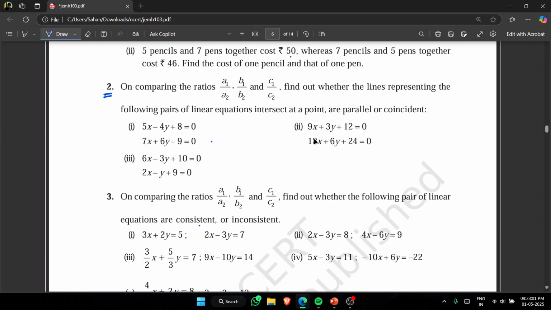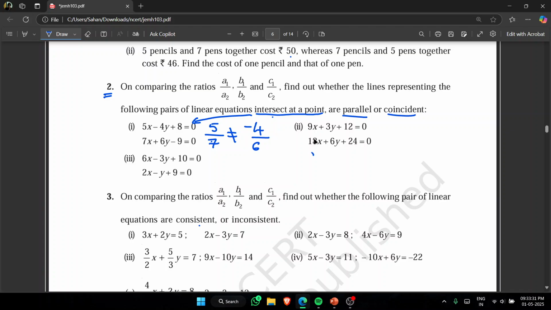Here we have to compare a1 by a2, b1 by b2, c1 by c2 and check whether they intersect at a point, are parallel or coincident. So here the first one, a1 by a2, I will write it like this, 5 by 4 and 4 by 6. So this is not equal. So a1 by a2 not equal to b1 by b2, our condition 1. So these are intersecting, they intersect at a point.